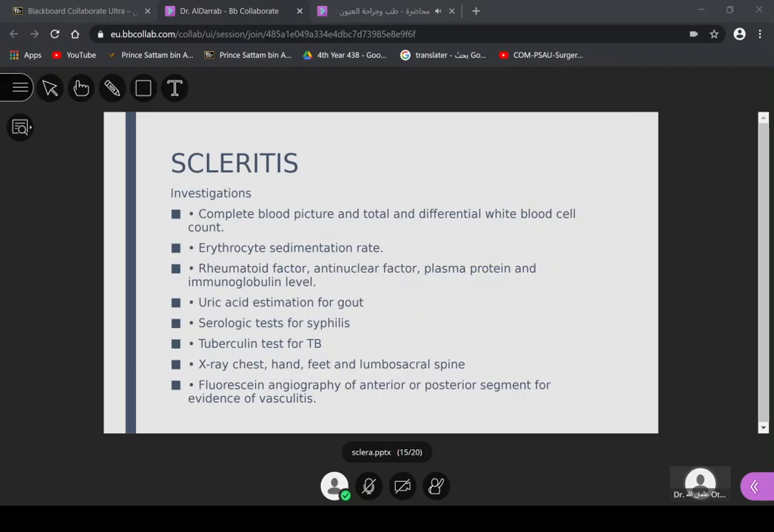The investigations, because it's mostly systemic: ESR, erythrocyte sedimentation rate, rheumatoid factor, so very important, anti-nuclear antibody ANA, plasma protein, immunoglobulin, uric acid for gout, serologic tests for syphilis, tuberculin test for TB, chest X-ray, hand, feet, and lumbosacral spine, fluorescein angiography for vasculitis. So it is mostly systemic.